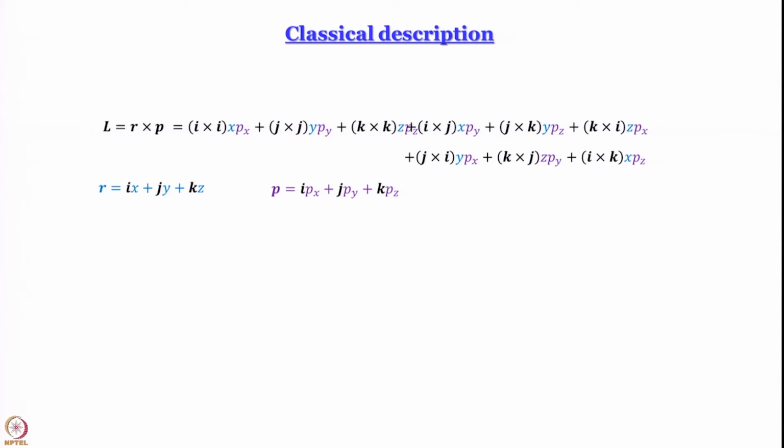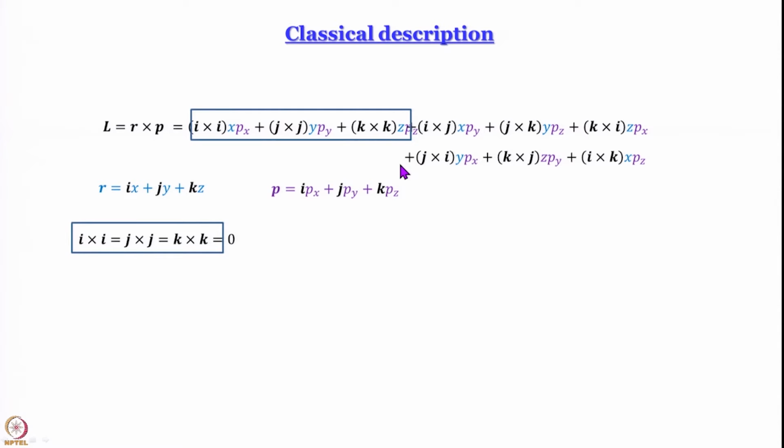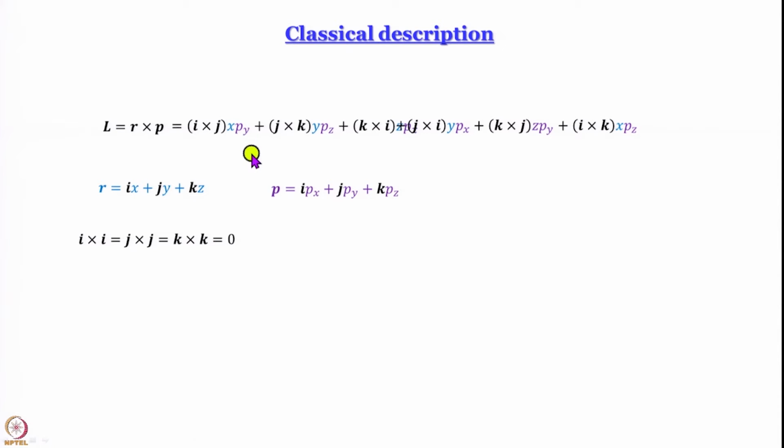Fortunately, not all 9 terms exist. I am sure most of you would know that the cross product of the same vector is actually 0, because the magnitude contains sin theta, and of course, the angle between i and i is 0. So, sin 0 is 0. So, i cross i is equal to j cross j is equal to k cross k is equal to 0. These first 3 terms become 0 and therefore vanish. We are left with 6 terms: i cross j x py plus j cross k y pz plus k cross i z px, plus j cross i y px plus k cross j z py plus i cross k x pz.